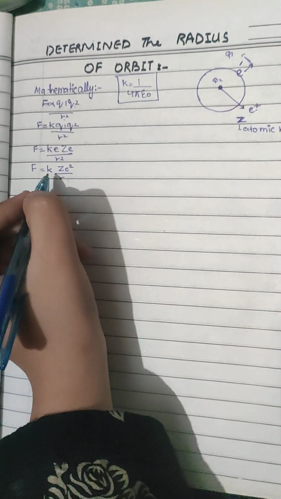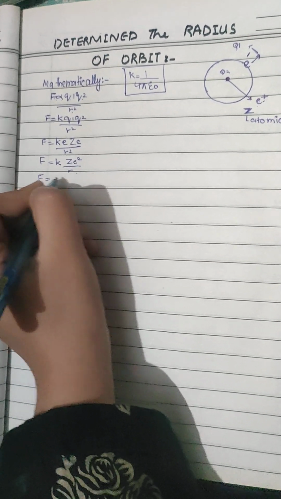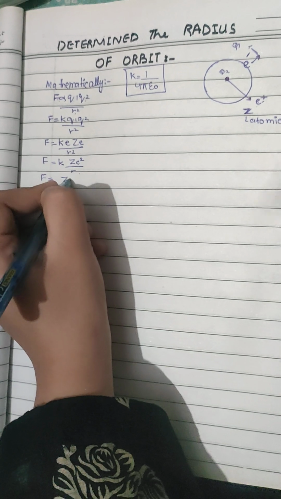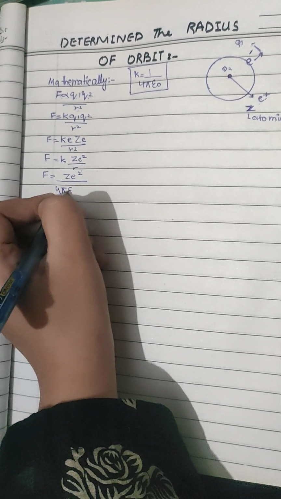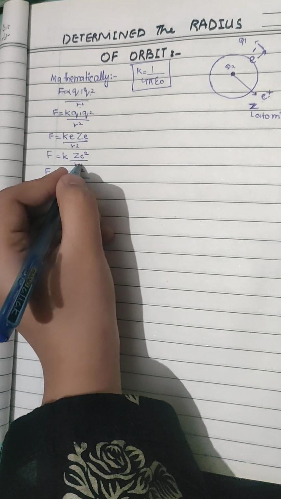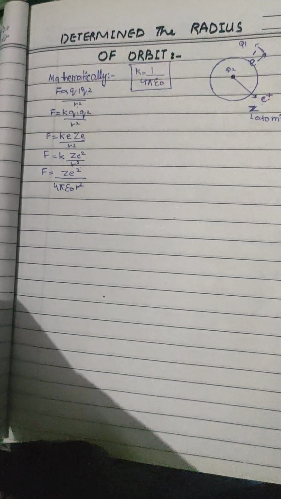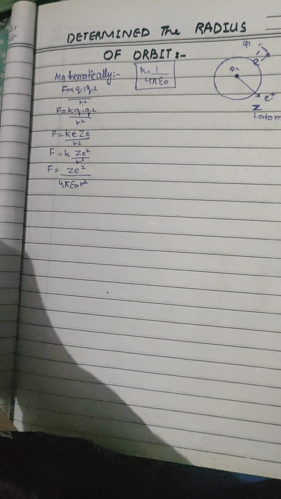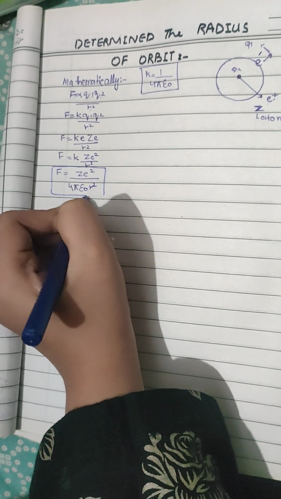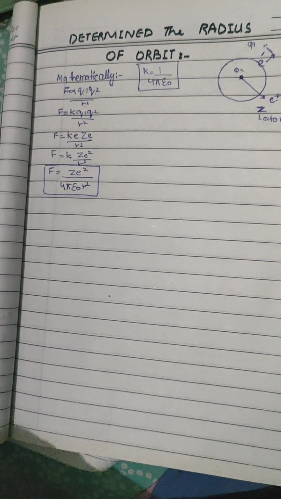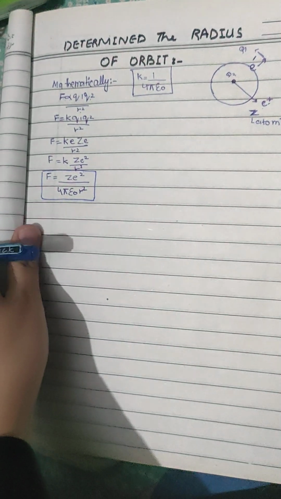After that, now we have to put in the value of K. So F is equal to ZE square upon, what is the value of K? 4 pi epsilon, and here we have R, which is radius, square, R square. Now you have to remember this formula, from that we will do the further equation. F is equal to ZE square upon 4 pi epsilon R square. Okay, hopefully till here it is clear to you.